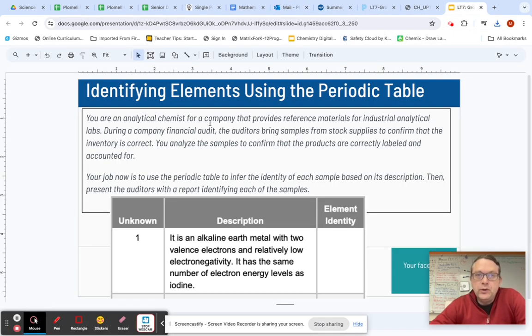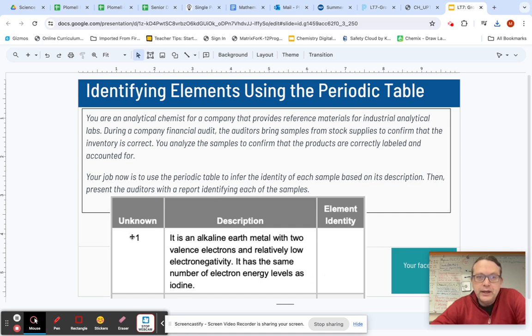So you are playing the role of an analytical chemist for a company that provides reference materials for industrial analytical labs. Your company is getting audited and they want to make sure that the inventory is correct. So you have analyzed samples with all of your laboratory tools and you have generated descriptions of each sample based on how it performed on these tests. Now, your job is to use these descriptions to correctly identify the identity of each element.